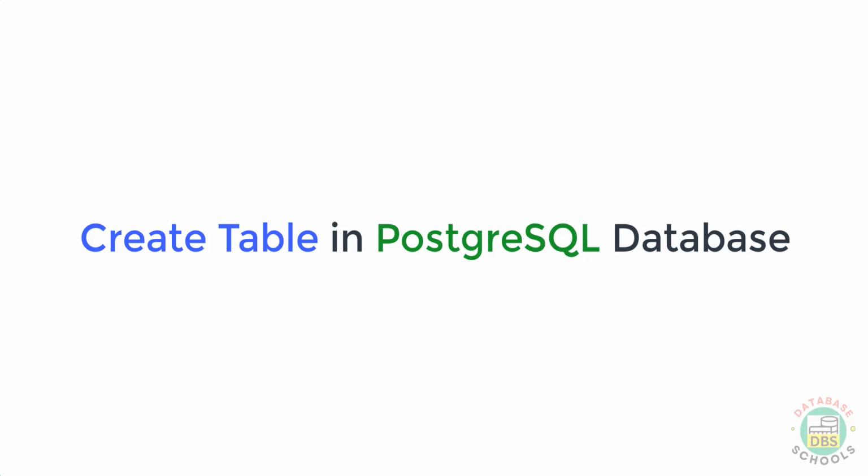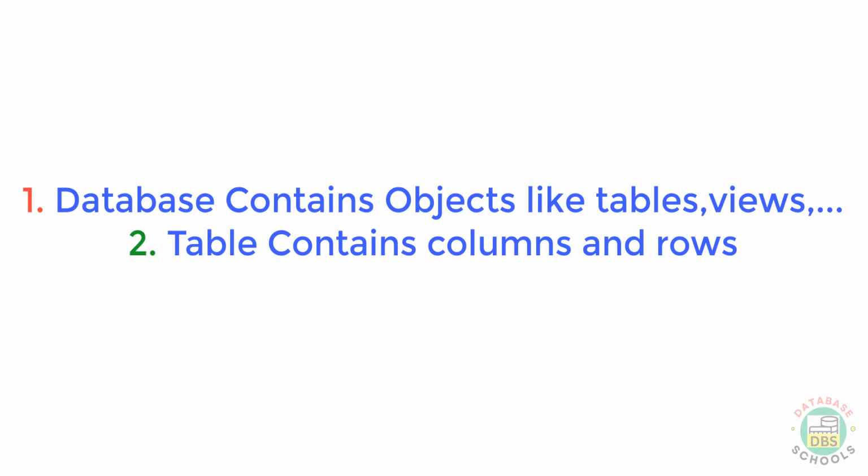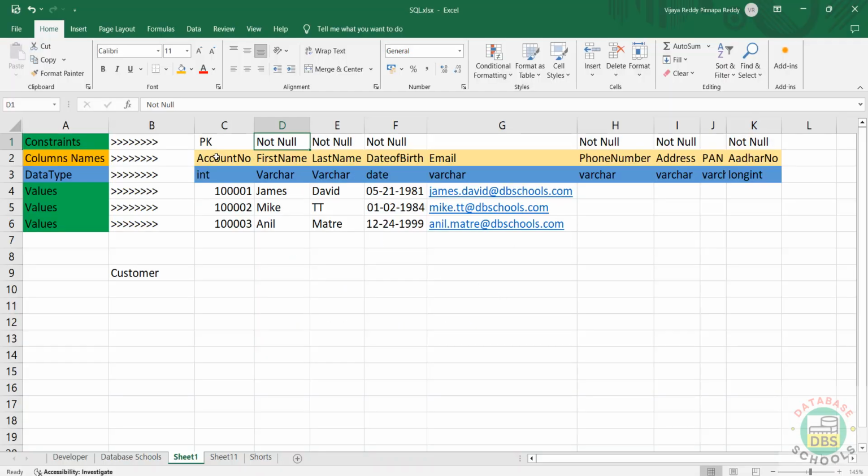Hello guys, in this video we will see how to create a table in PostgreSQL Server. A database contains objects. Objects are like tables, views, indexes, etc. And a table contains the actual data. A table has columns and rows. Like here, see, these are columns and these are rows.